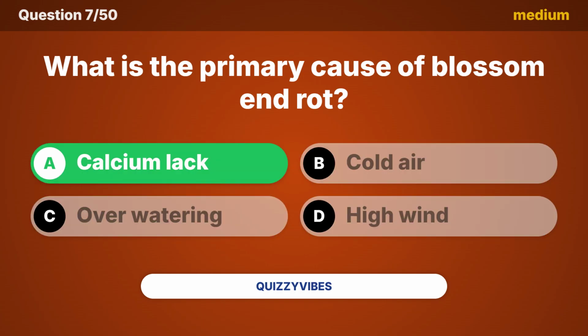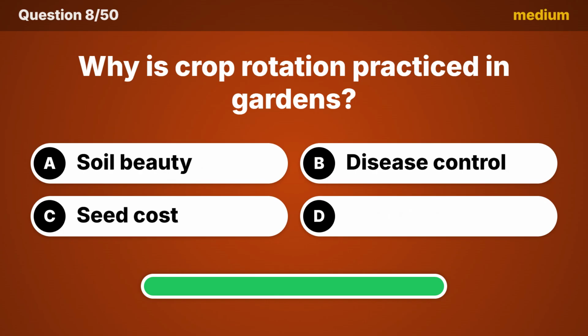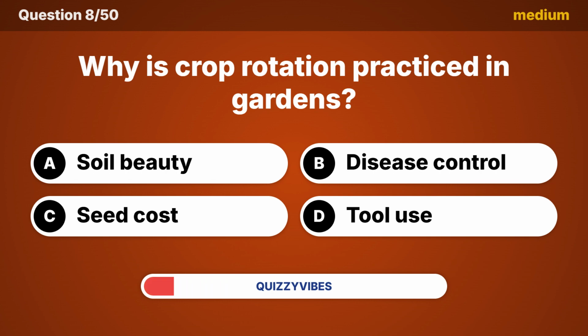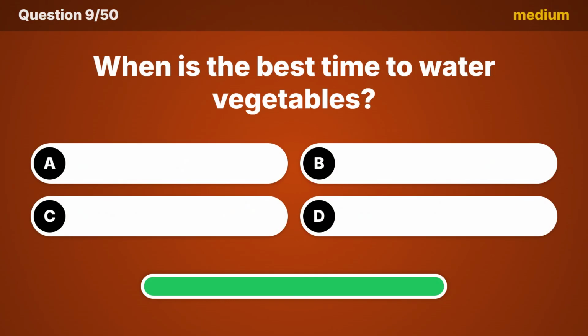The answer is calcium lack. Why is crop rotation practiced in gardens? And the answer is disease control. When is the best time to water vegetables?